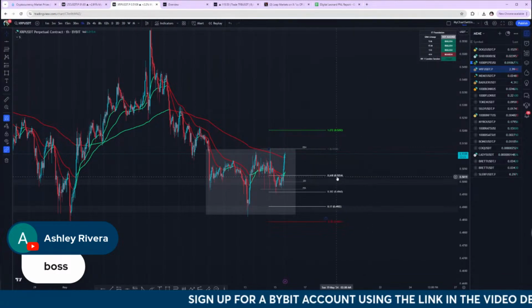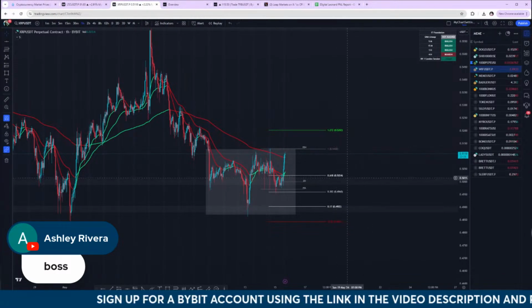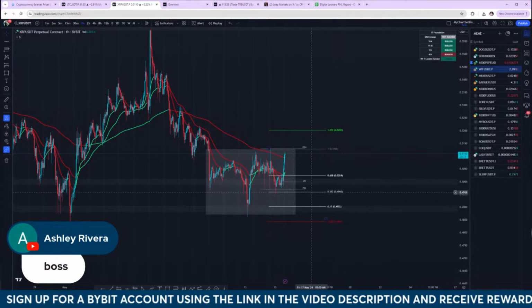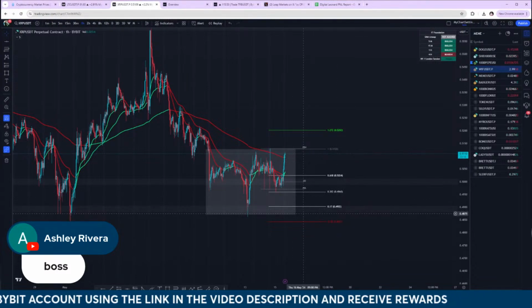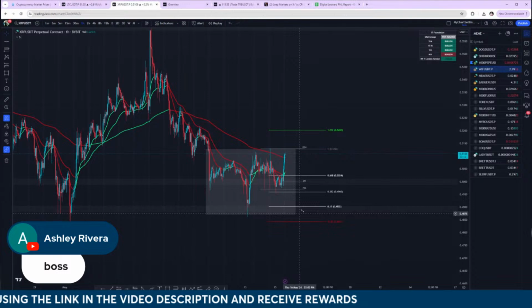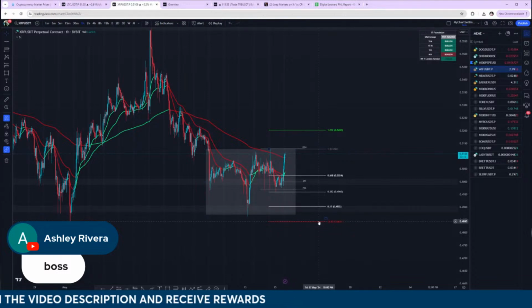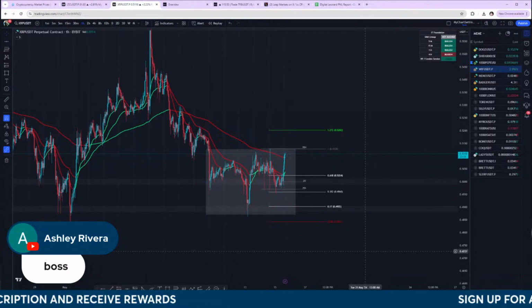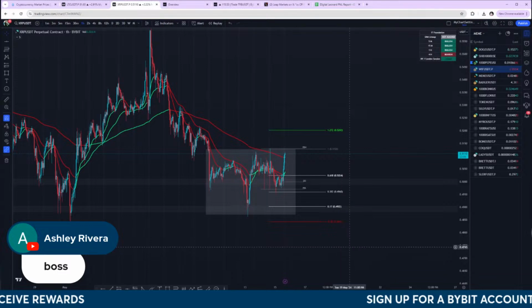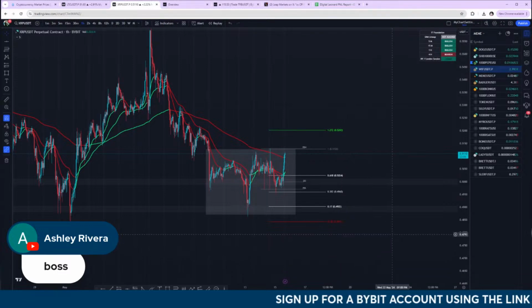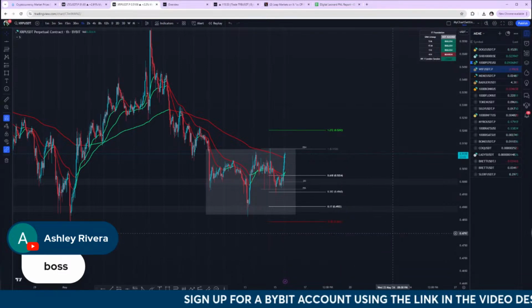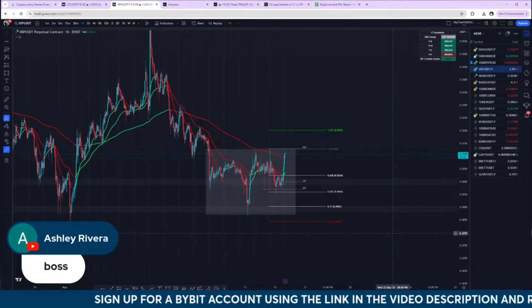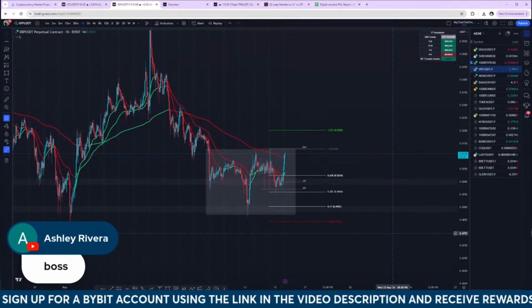So my first entry will be 0.5024. Second entry will be around this area of 0.496. The last entry will be around 0.4902. Then my stop loss will be around 0.484. So SRP, let me just set the limit order for that for you.